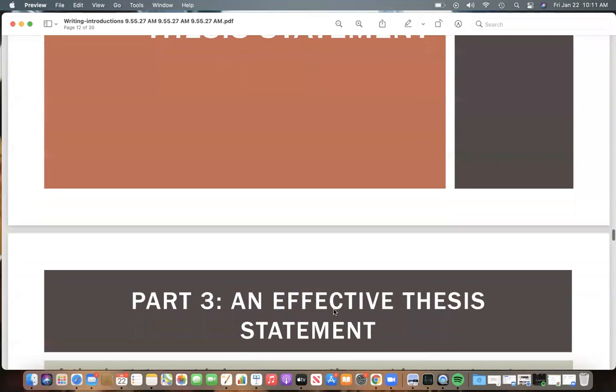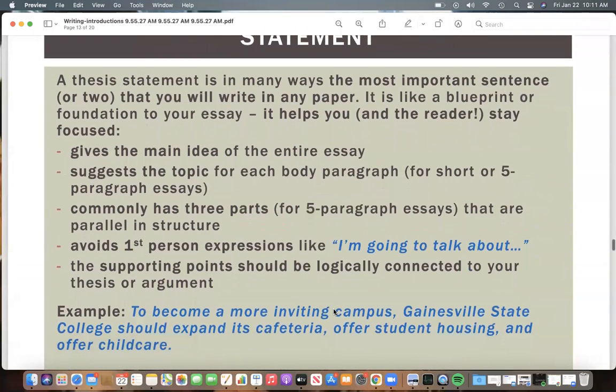Okay, so writing an effective thesis statement, in a lot of ways, that's the most important sentence or two that you're going to write in any paper. And as you know, for the AP exam, having a strong thesis statement counts for one of the 6 points that you can make on an essay. So it's very important. It helps you and the reader stay focused.